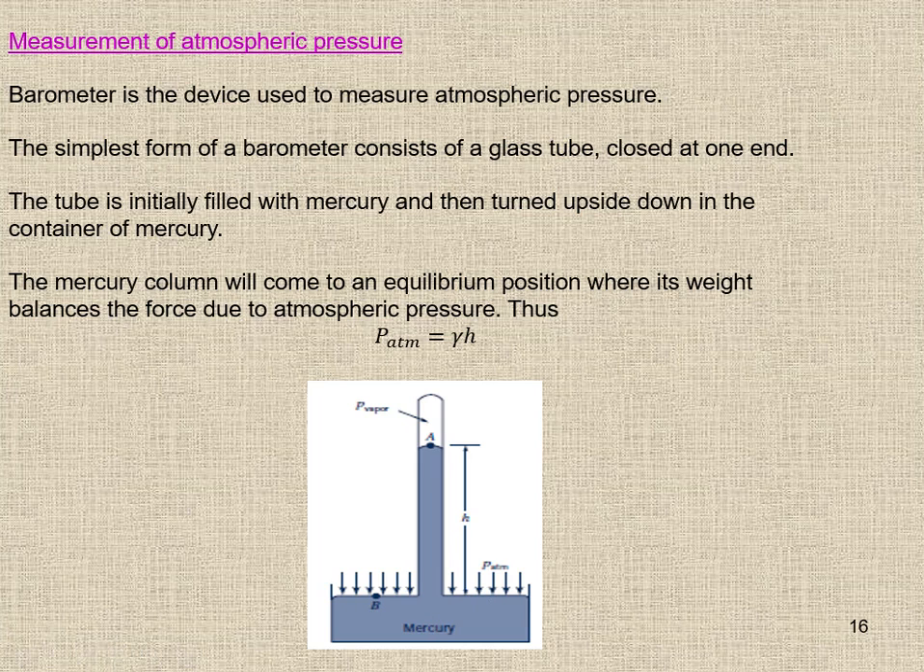atmospheric pressure? Is it possible? Yes, it is possible, but the density of water compared to the density of mercury is less. So in that case, the height of the column is going to be much more. It is difficult to make such a long tube, but it is possible. The height of the column will be 3 or 4 times greater than the height of the column of mercury.